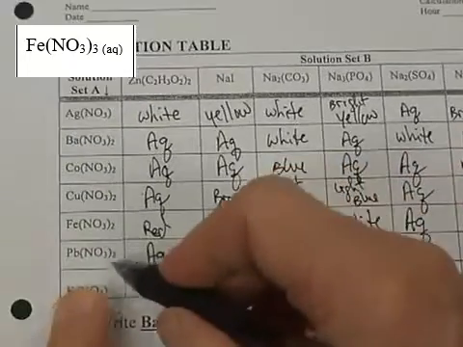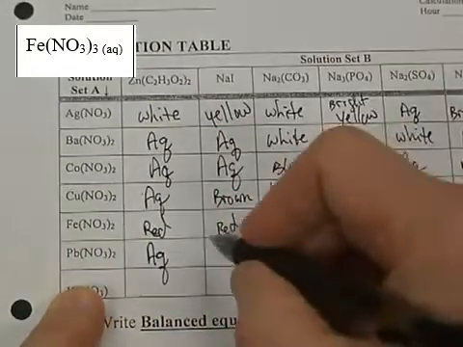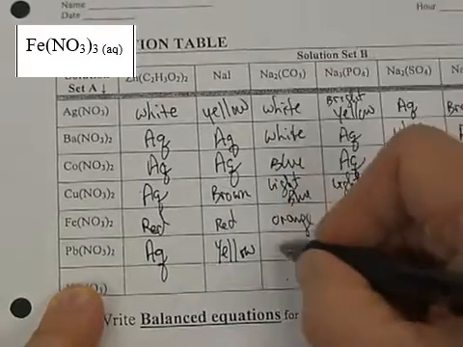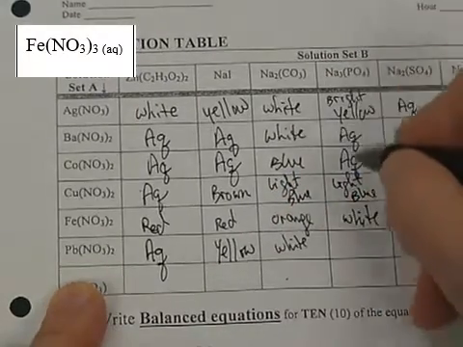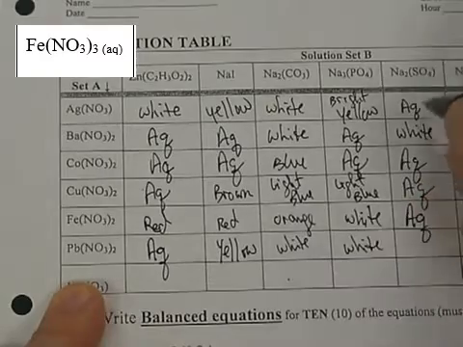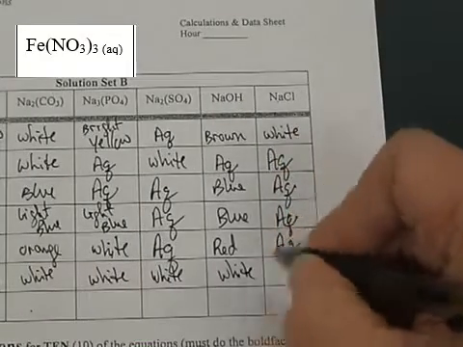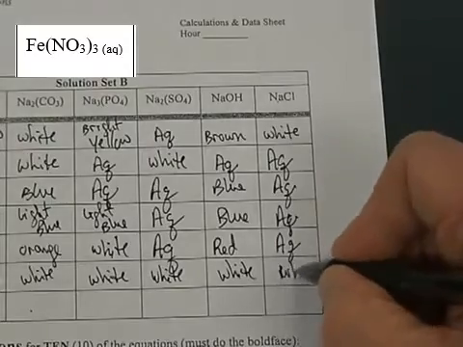Our lead nitrate is here, so zinc acetate was aqueous. Then sodium iodide was actually yellow. Sodium carbonate was white. Sodium phosphate is white. Sodium sulfate is white. Sodium hydroxide was white. And sodium chloride was white.